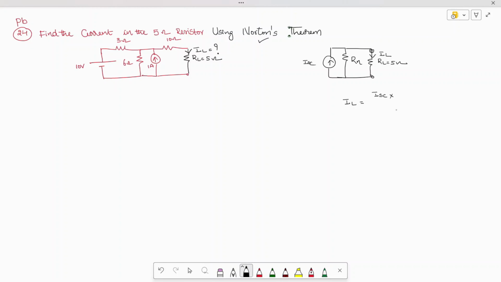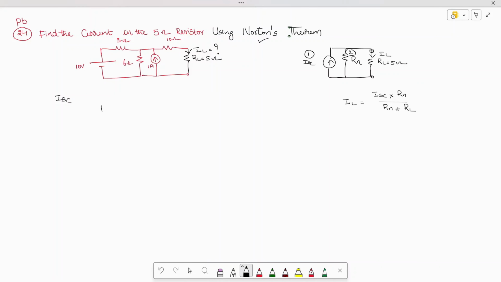times the parallel branch, which is nothing but R Norton, divided by the sum of the resistors which are connected in parallel, R Norton plus RL. Now look at this problem. So first what we need to find out is ISC, and second we need to find out R Norton. Okay. So now I'm going to find out ISC.